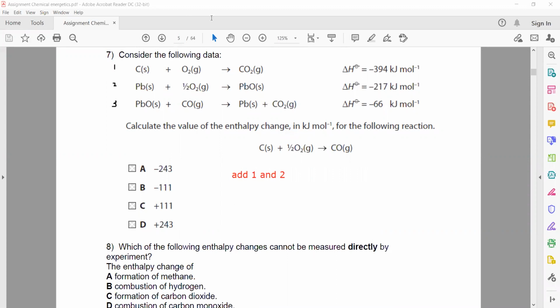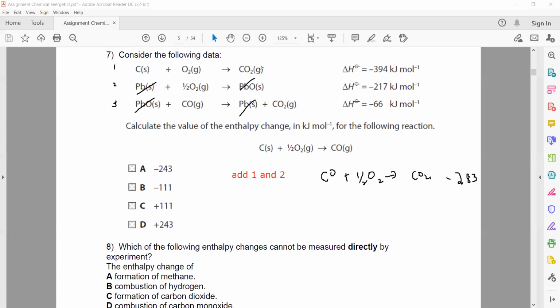If I add equation 1 and 2, it means the lead oxide will cancel with lead oxide, lead will cancel with lead, and the addition of this gives the equation: carbon monoxide plus half oxygen gives carbon dioxide. This is the equation which we will get. Now we are adding these two, so minus 217 and minus 66 will be minus 283 kilojoule per mole after adding equation 1 and 2.